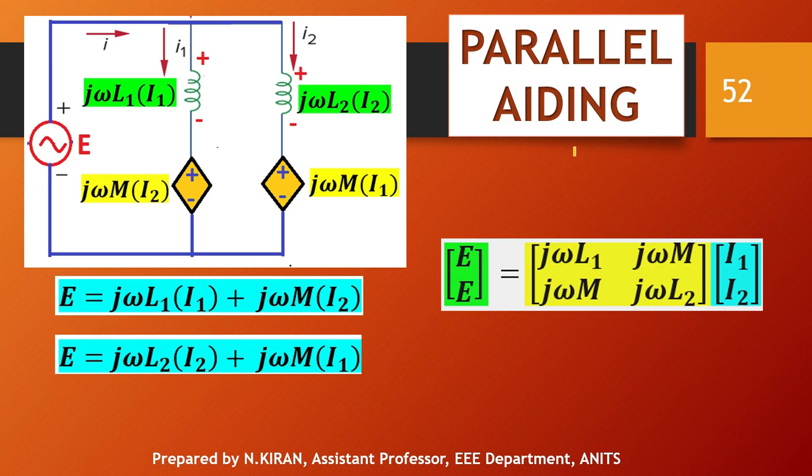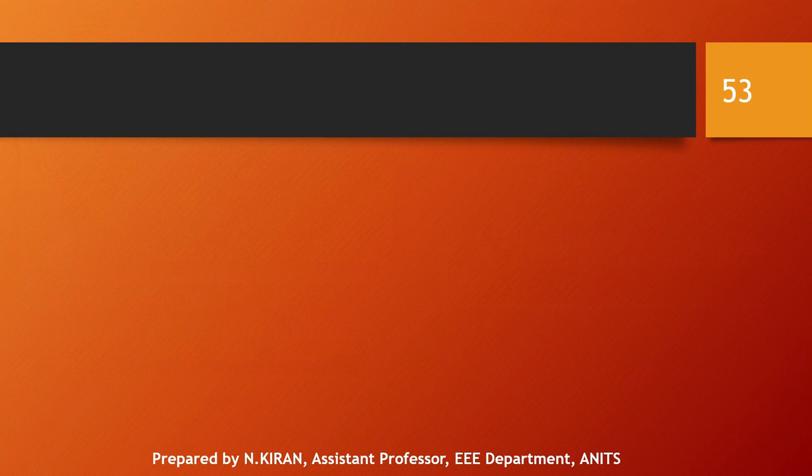So expressing these equations in matrix form, my aim is to find the total equivalent inductance of this magnetically coupled circuit, which I can obtain by finding the ratio of total voltage to total current. In this case, total voltage is E and total current is I, and this I is nothing but the sum of I1 plus I2. So in order to find this ratio of E by I, I first need to find the expressions for I1 and I2, and that I can find by using Cramer's rule.